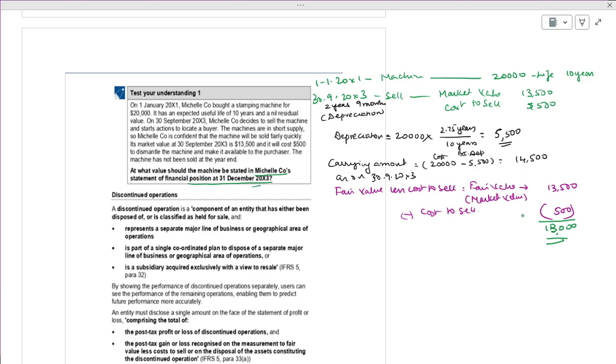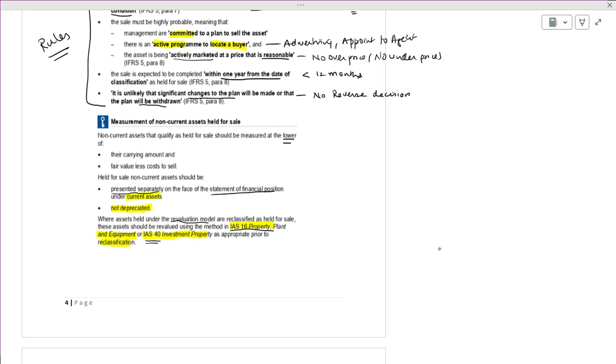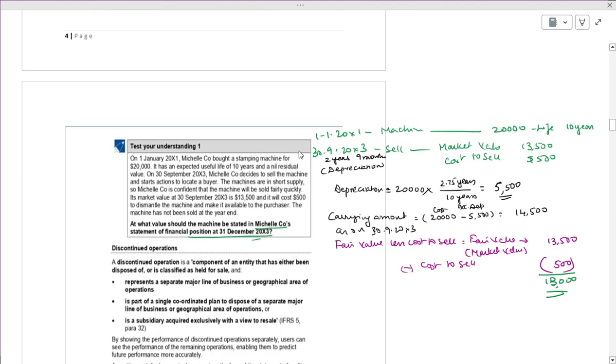Now, what is the rule they are saying? Non-current assets that qualify as held for sale should be measured at what? The lower. Carrying amount is 14,500. Fair value less cost to sell is 13,000. Which amount do you have to take? Lower of the two, which is less. 13,000.